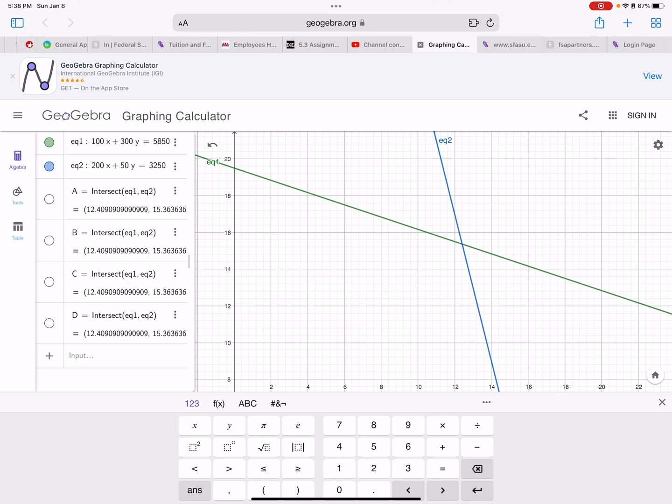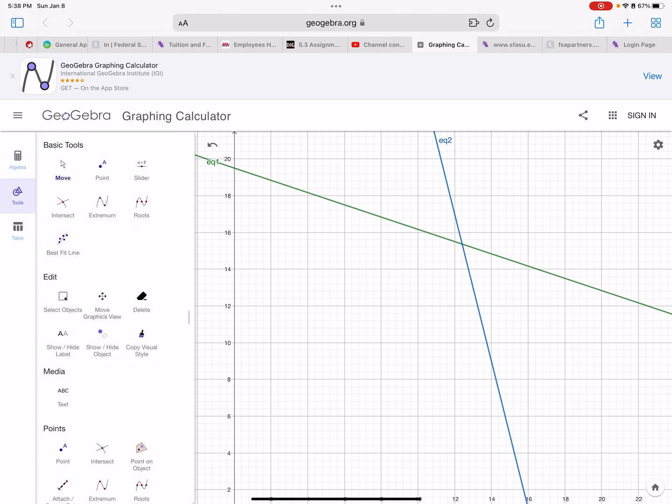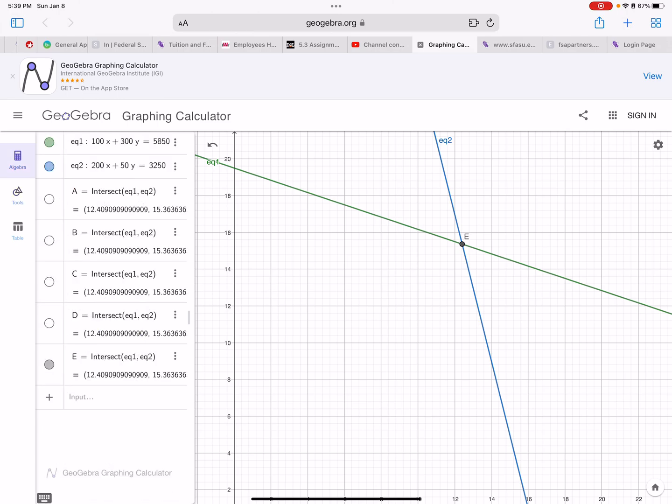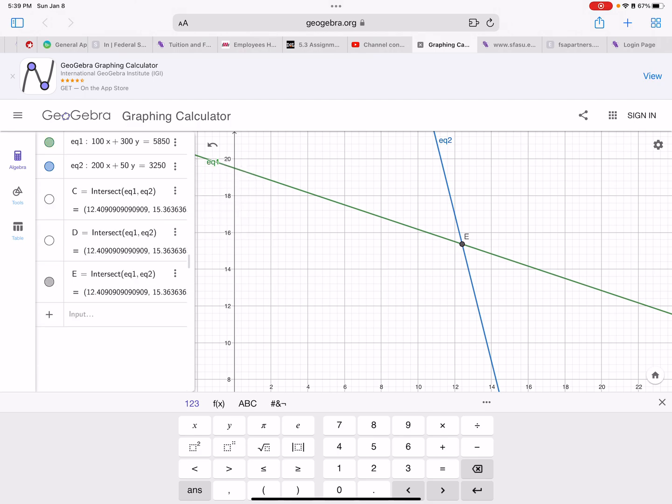Okay, so what I want to show you on this is, if you hit tools here, and then you hit intersect, and touch the intersection right there. And then you go back to algebra. You're going to look here and you see where it has intersection. I did it a bunch of times. That's why you're seeing 5 of them, because I kept hitting it before I started recording. Anyway, here you go, 12.4 and 15.3.